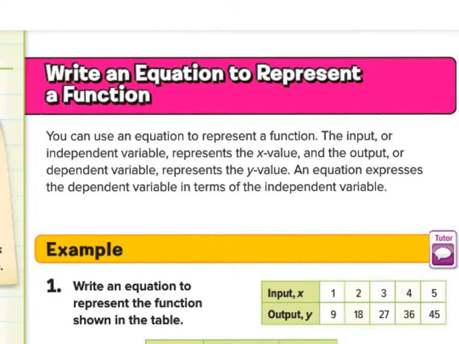Let's look at our first key point for this lesson. Write an equation to represent a function. If you recall, we've talked about y equals mx plus b in class, and that's what we're going to look at here. You can use an equation to represent a function. The input, or the independent variable, often always represented by x, represents the x value, and the output, or the dependent variable, represents the y value. An equation expresses the dependent variable in terms of the independent variable.